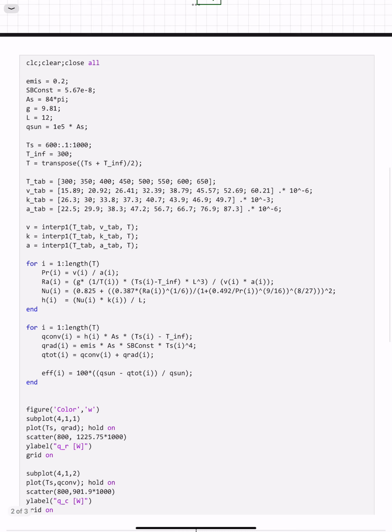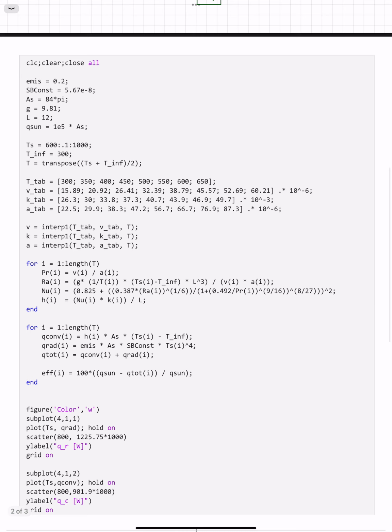As you can see here, I first define my variables. We have the emissivity equals 0.2. We have the Stefan-Boltzmann constant is equal to 5.67 times 10 to the negative 8th. The surface area equals 84 pi. Gravity is 9.81. Your L is 12. The Q sun equals 10 to the 5th multiplied by the surface area.